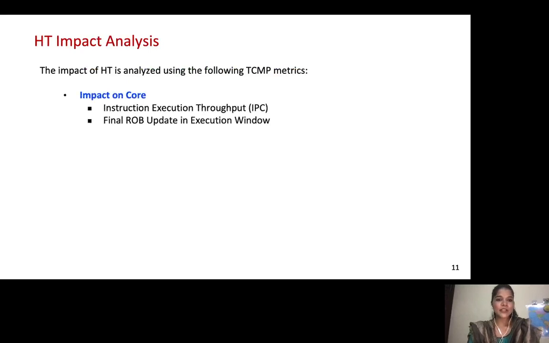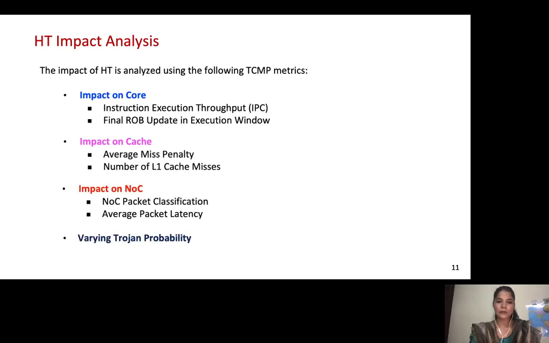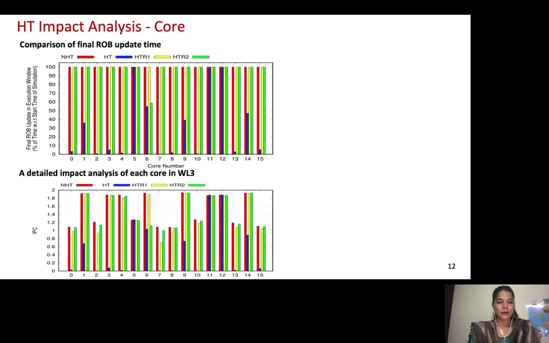The impact of HT is analyzed using the TCMP matrix: impact on core, impact on cache, and impact on NOC by varying Trojan probabilities. Here the HT impact analysis at core level can be seen with the help of comparison of final ROB update time. The first graph shows core number on the x-axis while the y-axis represents final ROB update in the execution window.